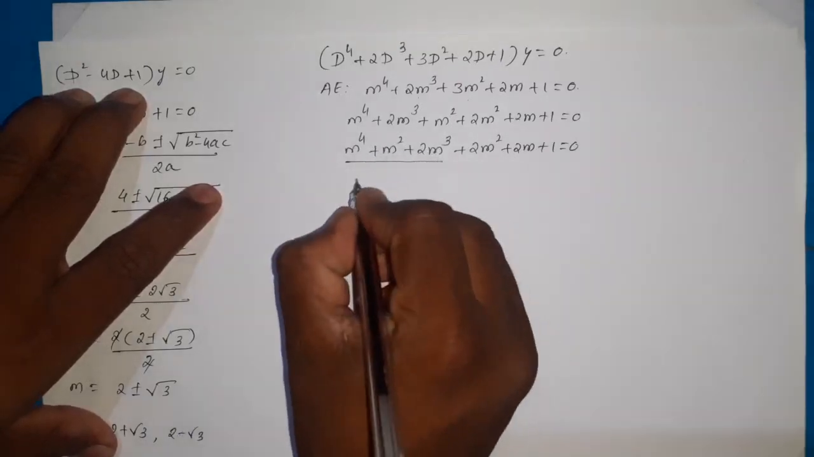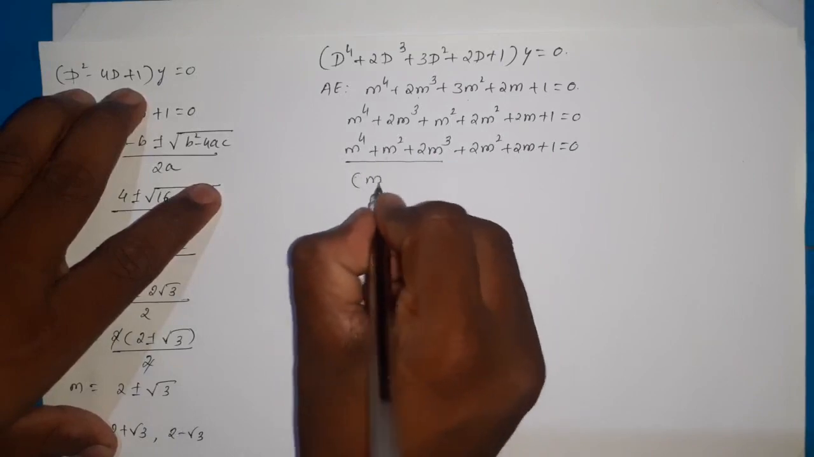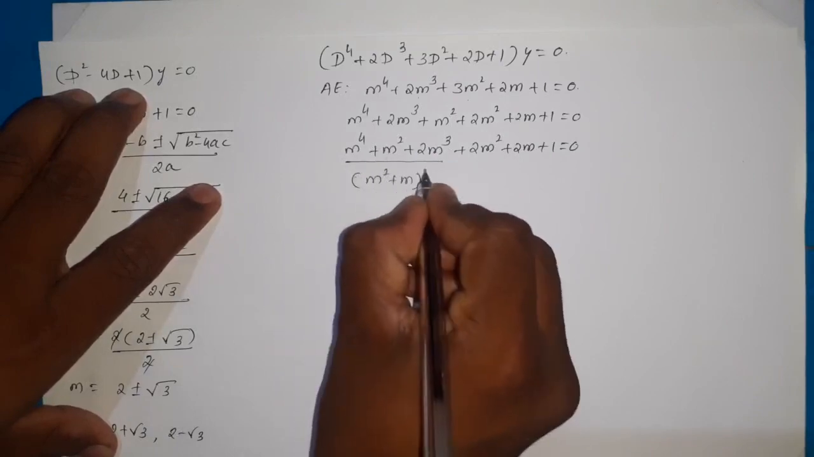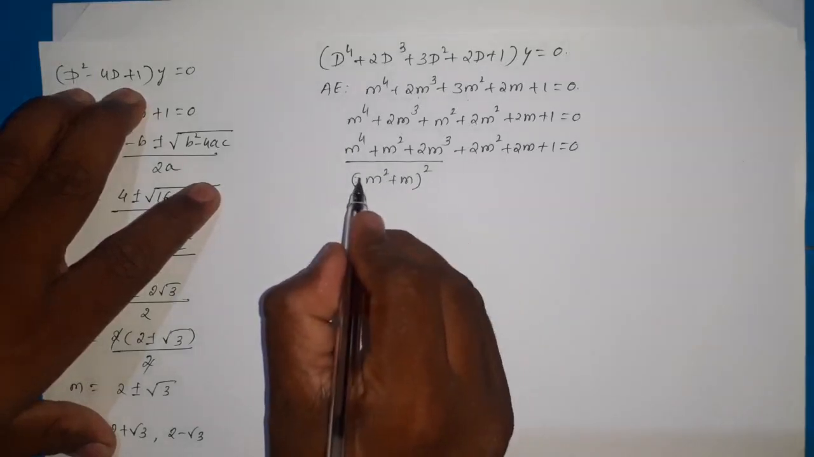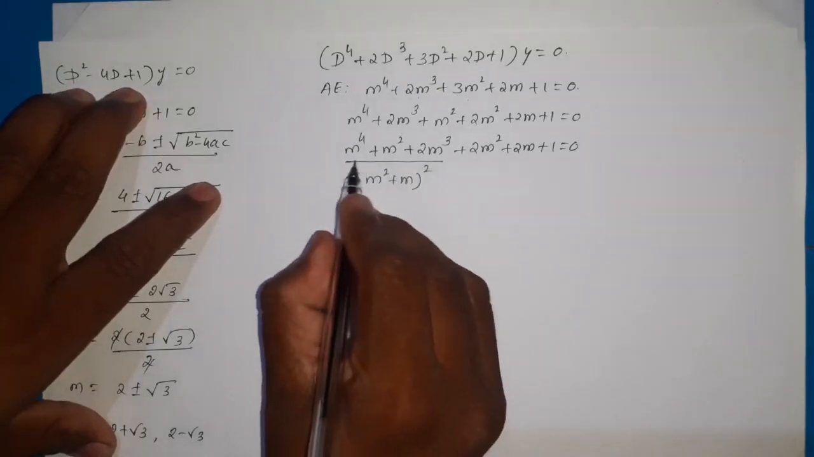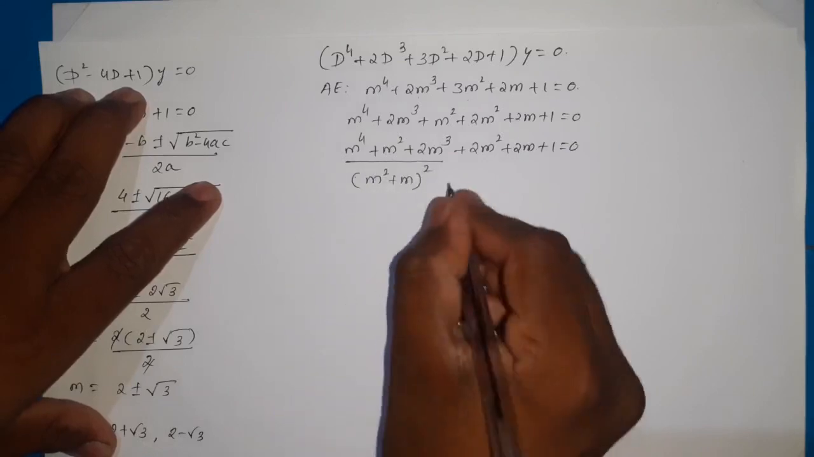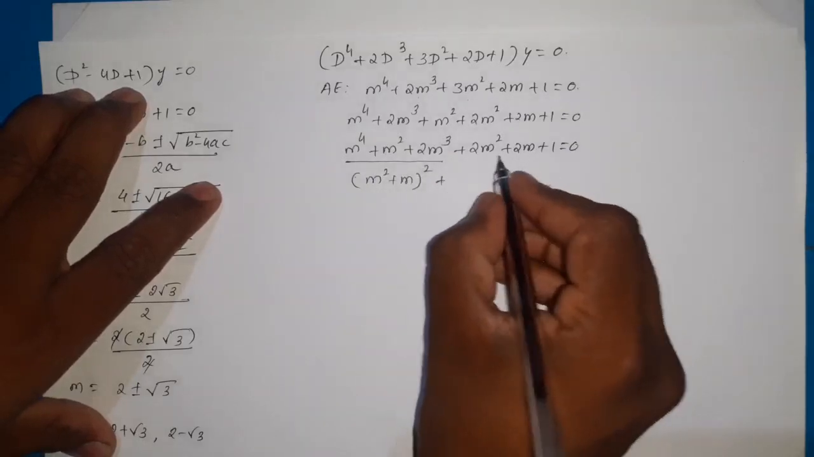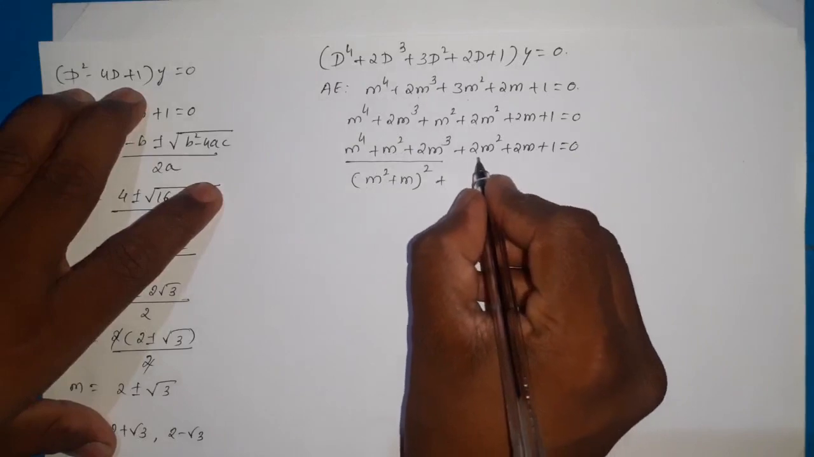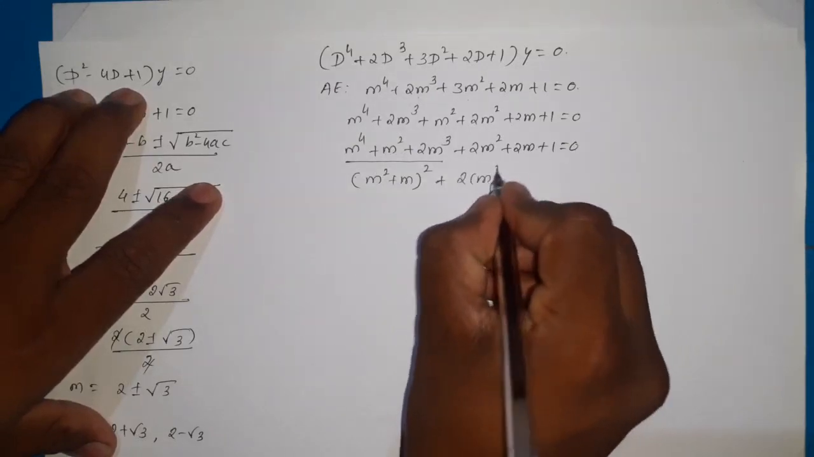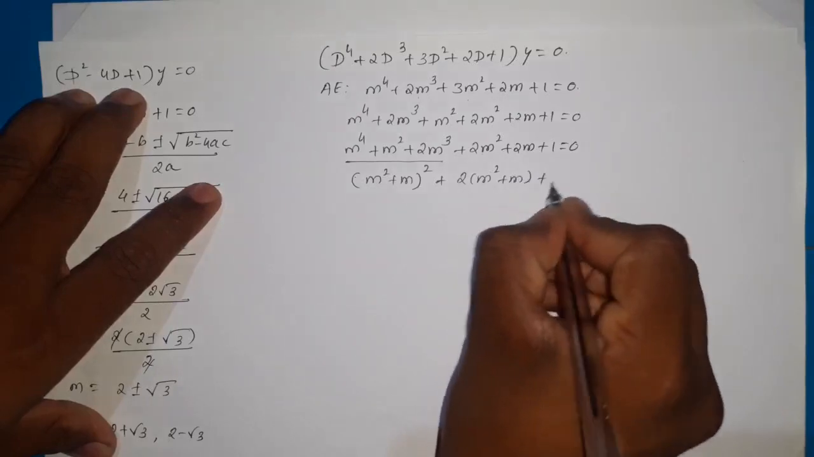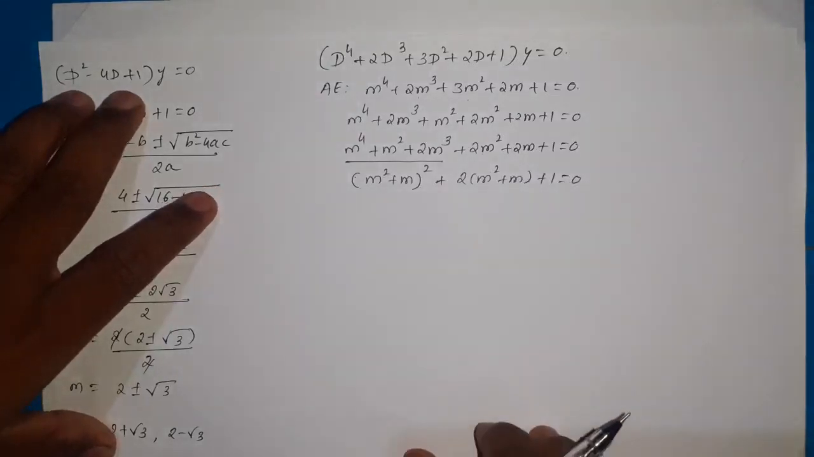So the three terms can be written as (m square plus m) whole square, that is by expanding a plus b whole square, we will get m power 4 plus m square plus 2m cube plus 2m square plus 2m, where the common factor in 2m square and 2m is 2. So therefore, it is 2(m square plus m) plus 1 equal to 0.